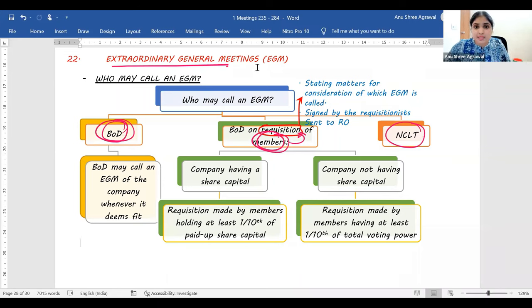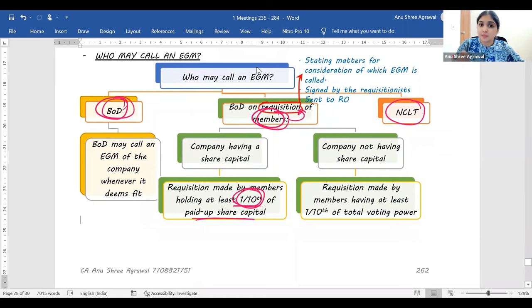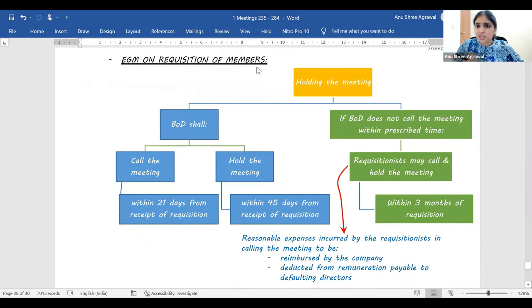If members are requesting the board, how many members will have to request? Members holding at least 1/10 of paid up share capital. 1/10, same like poll. Okay, not 1%, 1% in special notice, 1/10 in poll and here. So when shareholders holding 1/10 of the share capital are requesting the board, then the board will call an EGM for them. In case the shareholders are requesting, the board should call the meeting within 21 days and they must actually hold the meeting within 45 days.